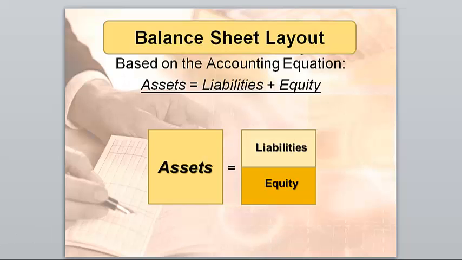Now the balance sheet layout is basically along the same lines as the accounting equation. It starts out with assets equals liabilities plus owner's equity. So your balance sheet must always balance. Assets equals your liabilities and your equity. It's important to know that.